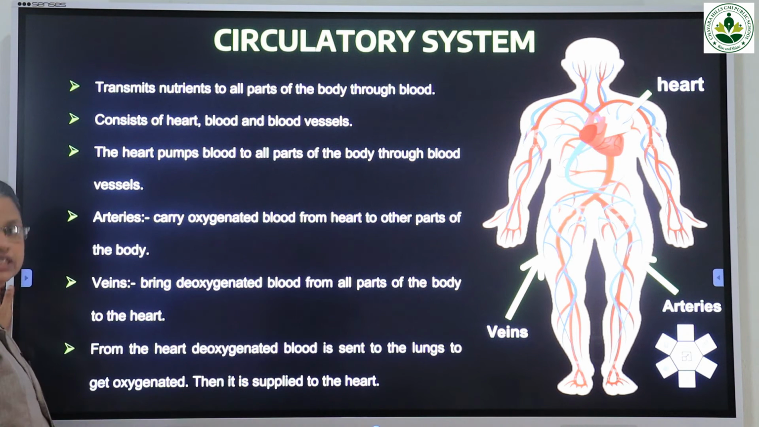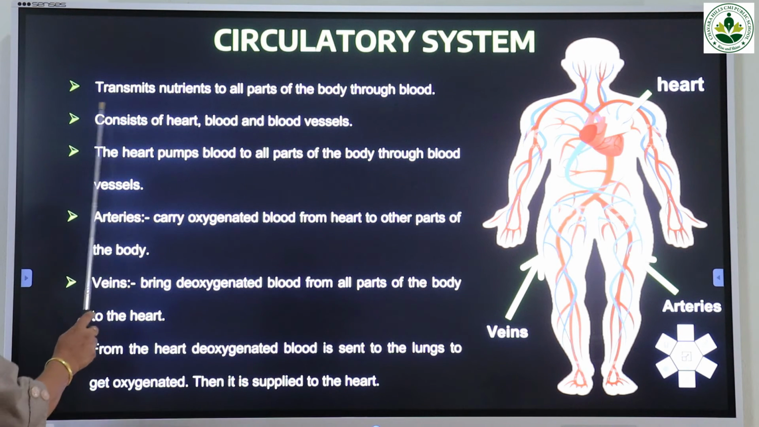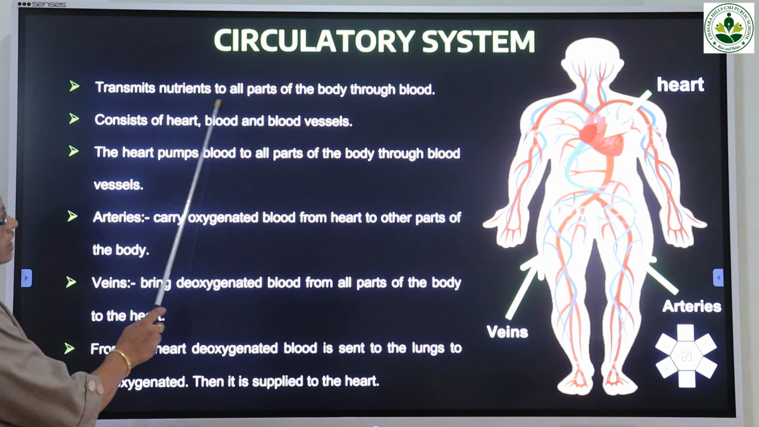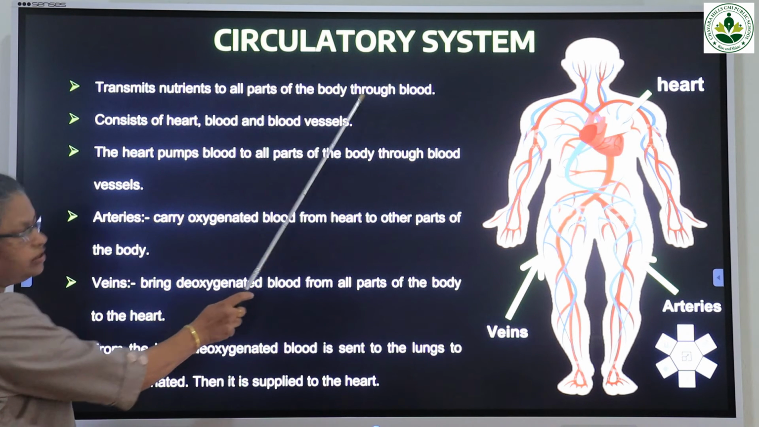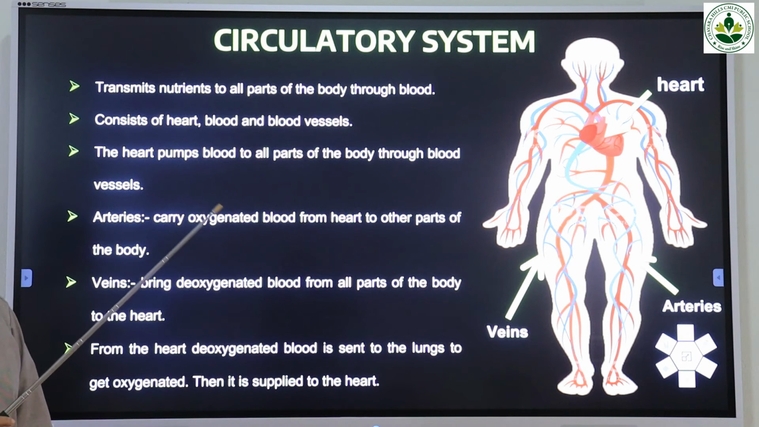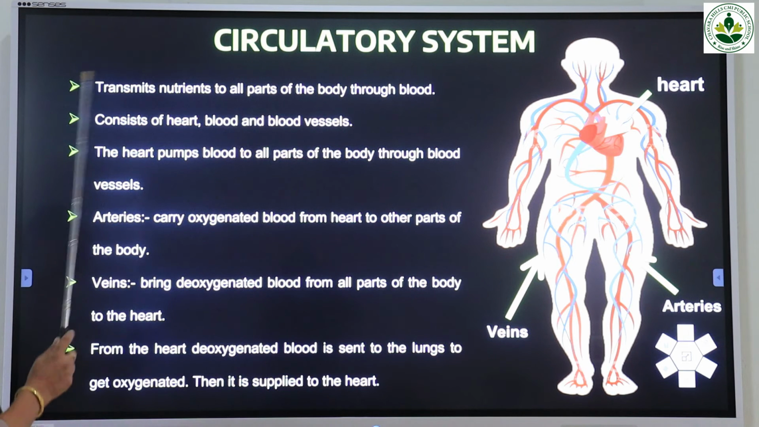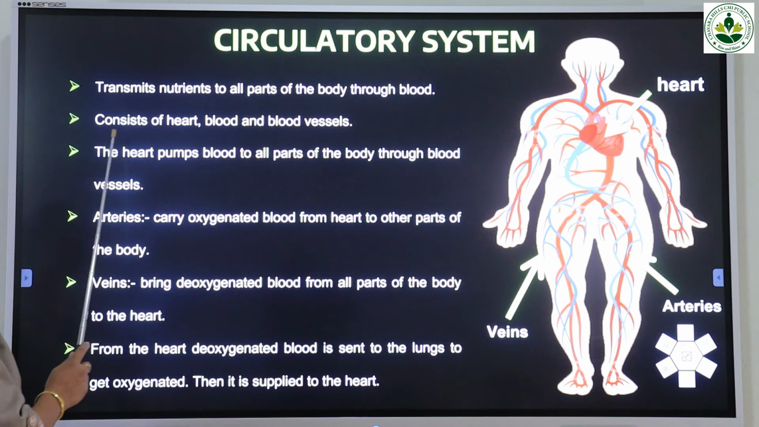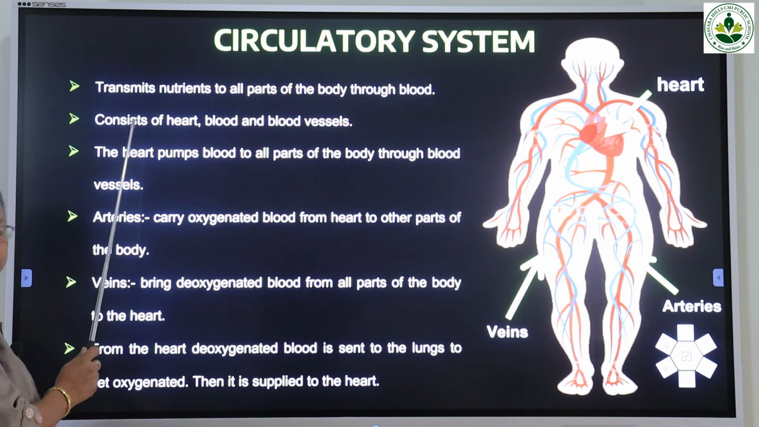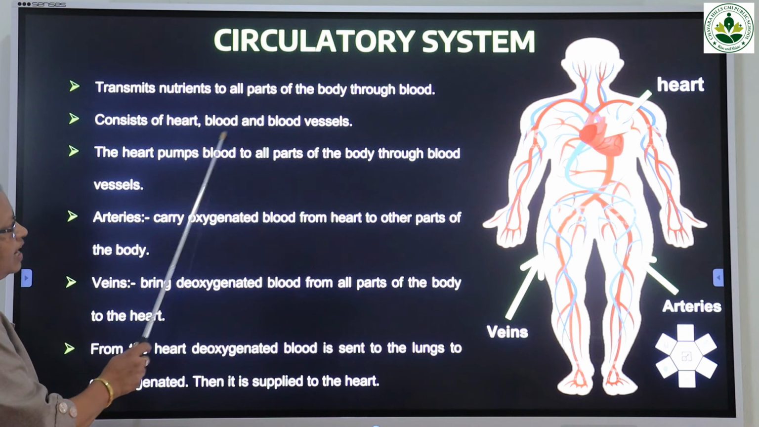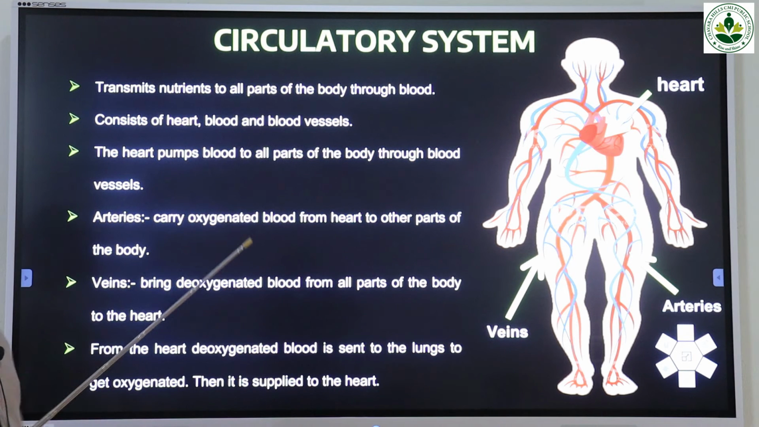Once again I will tell what is the function of the circulatory system. The circulatory system transmits nutrients to all parts of the body through blood. Along with the blood, nutrients are also carried to the body parts. And what are the parts of the circulatory system? The circulatory system consists of heart, blood and blood vessels.